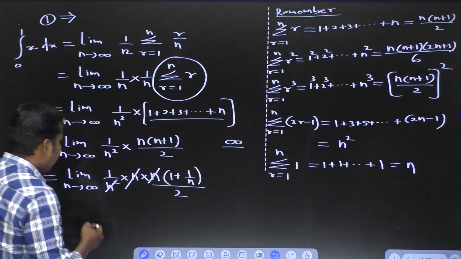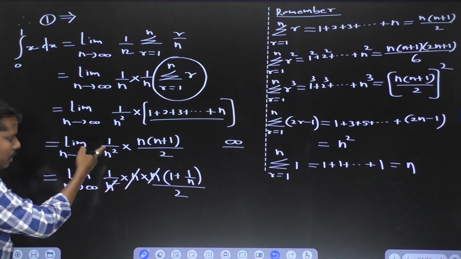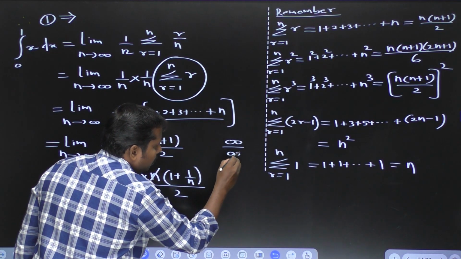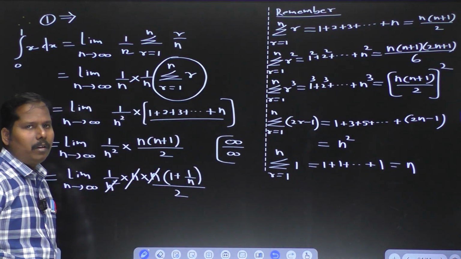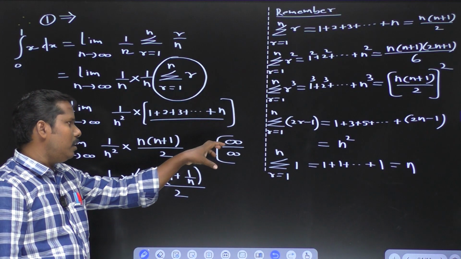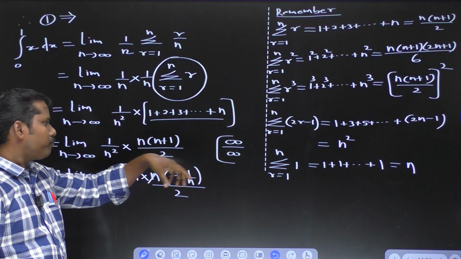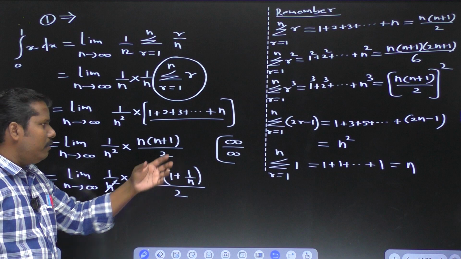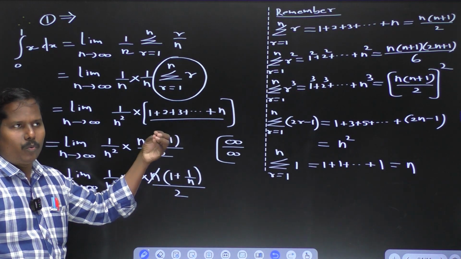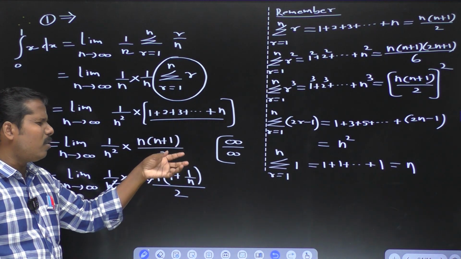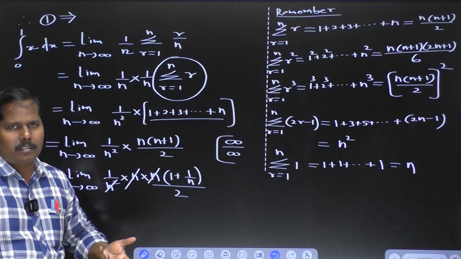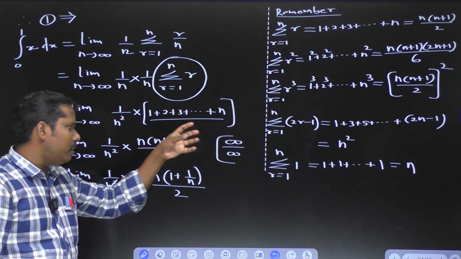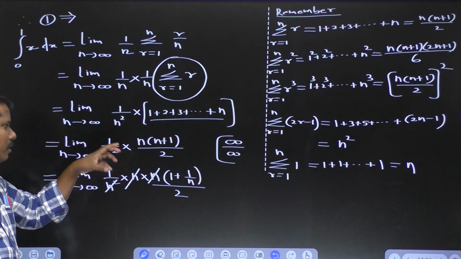Infinite by infinite, infinite square is infinite, which is an indeterminate form. This is the thing you are going to study in chapter 7. In chapter 7, infinite by infinite, 0 by 0, 1 by infinite: these are called indeterminate forms, meaningless. So for that, we need to evaluate that indeterminate form.